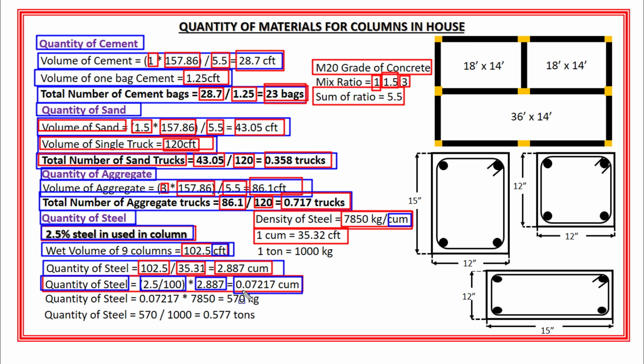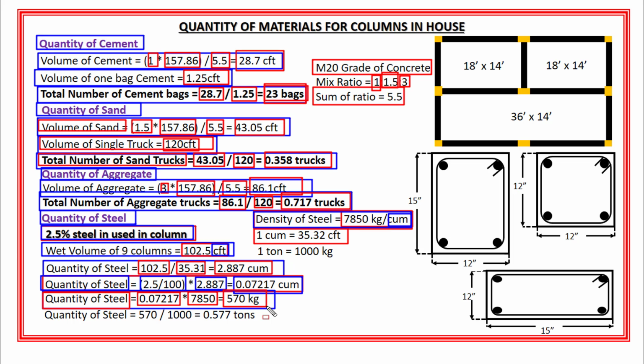Okay. Now I need to convert the volume of steel into kg and tons, right? So for that I have the density of steel, which is 7850 kg per cubic meter, right? So the quantity of steel in kg is equal to the volume of steel, which is 0.07217 cubic meter, multiplied by 7850 kg per cubic meter. And the quantity of steel in kg will become 570 kg.